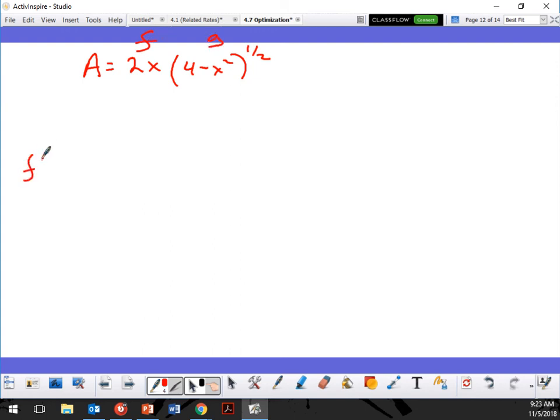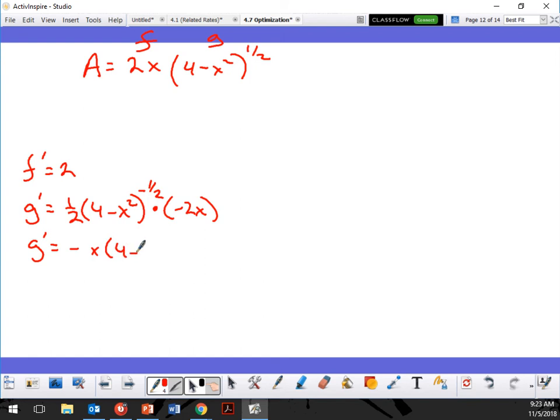So F prime would be 2, and G prime would be 1/2 times the quantity 4 minus x squared to the negative 1/2, times negative 2x. So G prime is negative x times 4 minus x squared to the negative 1/2. There we go. Clean that up a little bit.